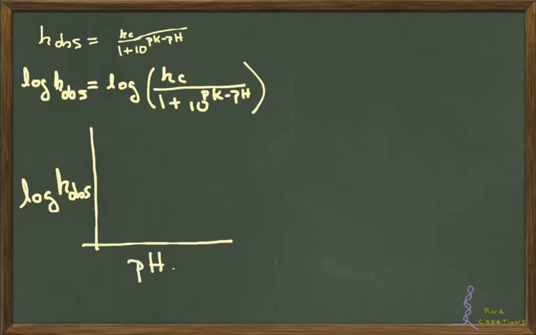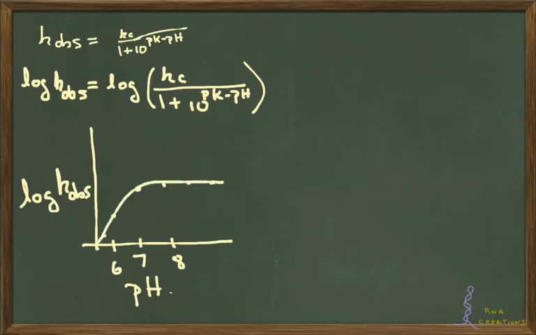Log K-ops versus pH. So you do an experiment at pH 7 and you get a data point. And you do the experiment at pH 6 and you get another data point, and so on. And it should look something like this. And when you fit it, okay, that equation can do that trick right there.